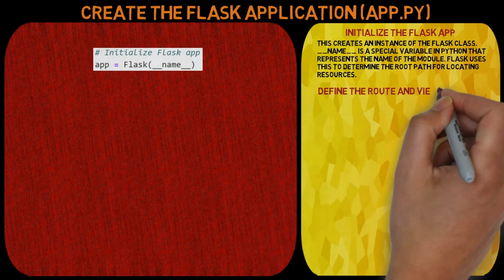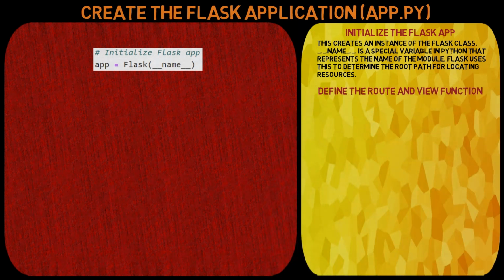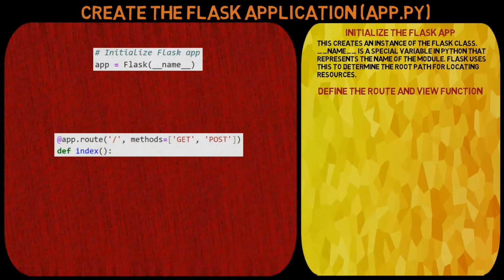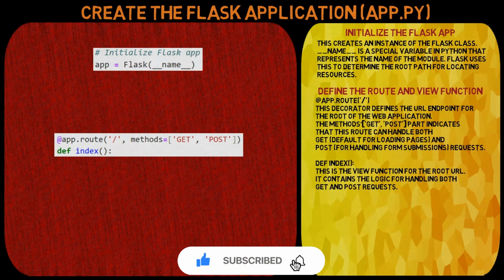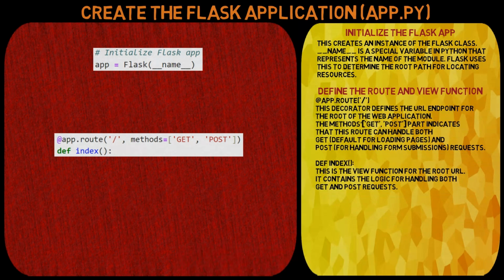Defining the route and view function. We define the route and view function using the app.route decorator. This sets the URL endpoint for the root of the web application. The methods GET and POST part indicates that this route can handle both GET requests, for loading pages, and POST requests, for handling form submissions.